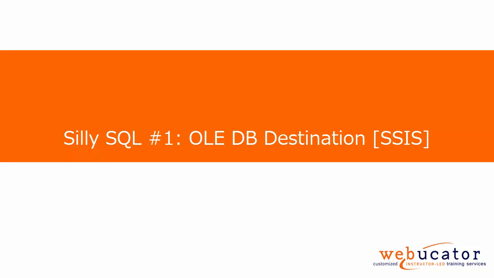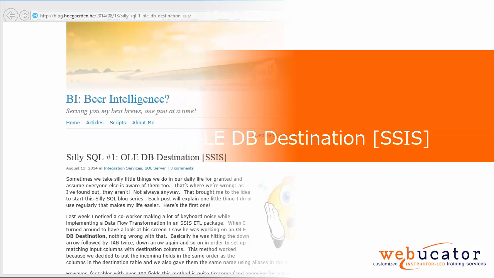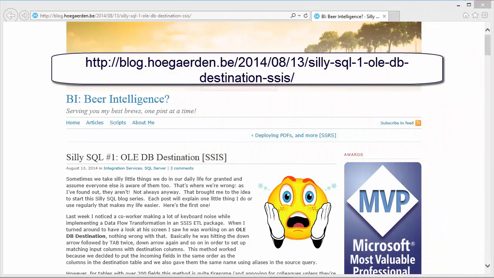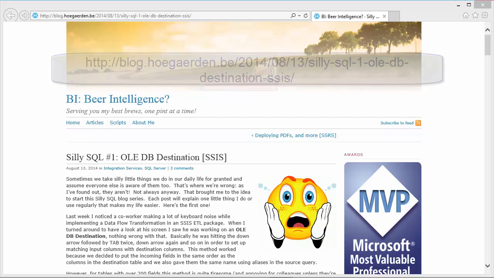In this video, I'm going to show you a solution that Valentino Vranken discovered on mapping source to destination columns in a SQL Server Integration Services package. Valentino agreed to let us create this video showing his solution, which is available as an article on his blog at the URL shown here.